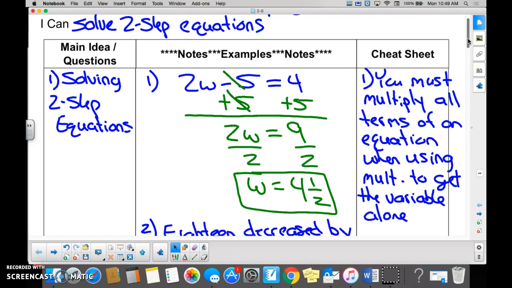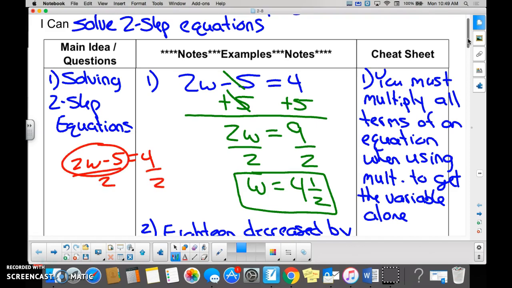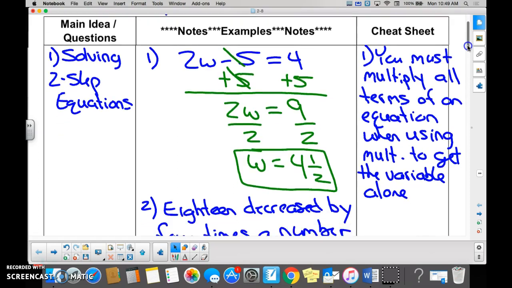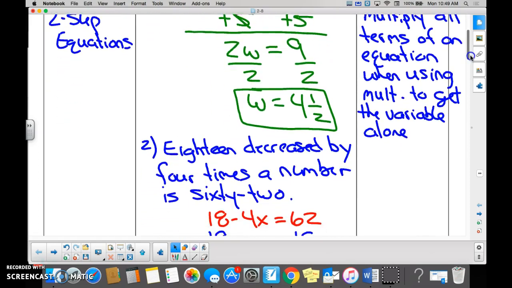Okay, to clarify, if I have 2w minus 5 equals 4, and I wanted to divide by 2, would I have to divide everything by 2 on this side? Yes, even the 5, right? So we don't want that because then we're dealing with fractions, and we already talked about we don't want to deal with fractions, so we're just going to add 5 first. Once we did that and cleaned it up, we got a pretty simple problem, and you can take it from there.